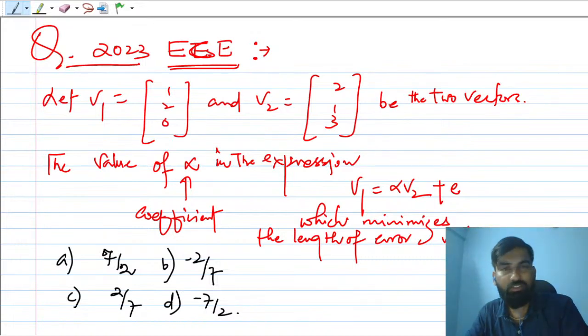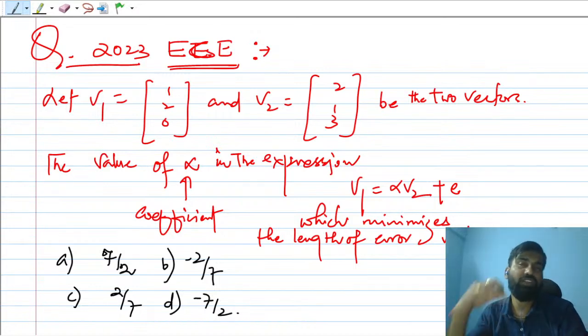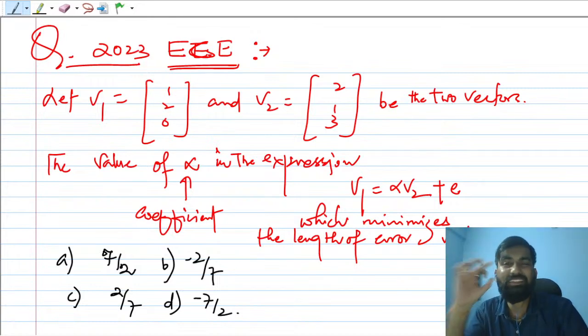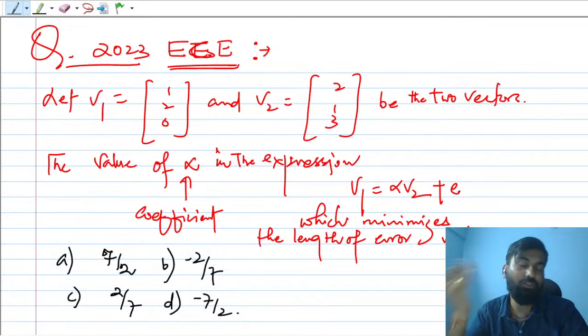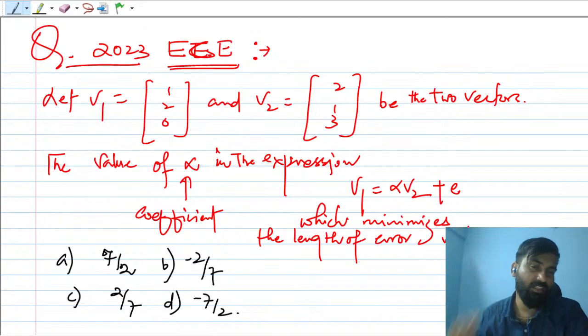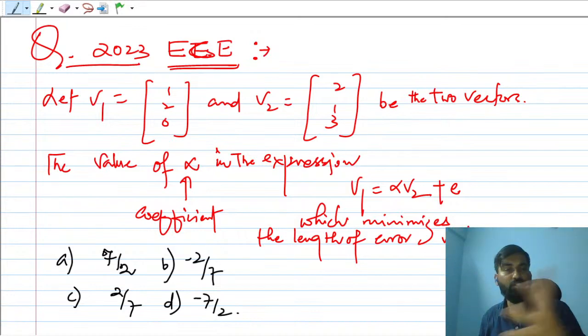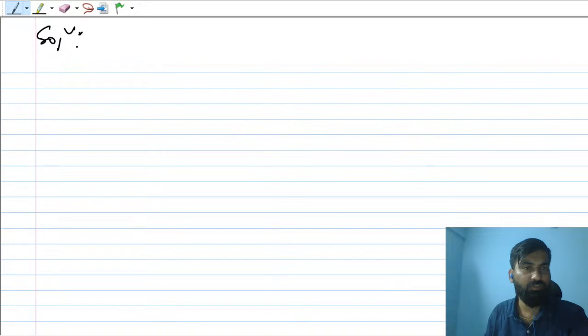Actually, in most places, you will find that people are teaching matrices and determinants only in entire linear algebra. So we always lose the basic concept behind linear algebra. Why is linear algebra mostly used in today's generation to analyze any data? So v1 is given, v2 is given, these are the two vectors, and we have to find the alpha in the expression v1 equals alpha times v2 plus e, which minimizes the length of the error vector e. We can start solving this. It is very simple, as I told you, how to minimize the length of the error.